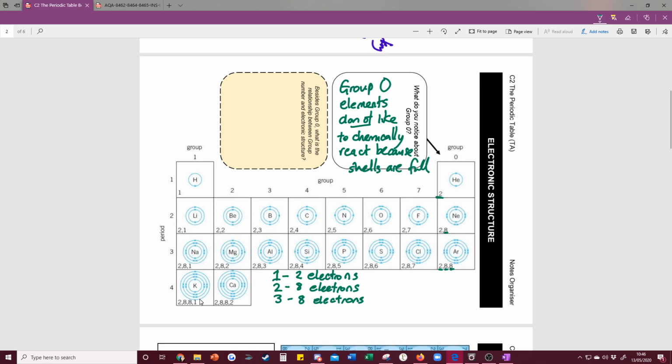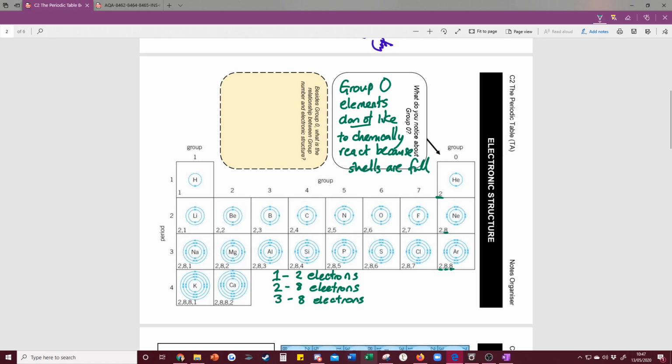So, group 1 elements are very reactive. They like to lose that one electron and give it to another chemical somewhere else to form a chemical reaction because it wants to stabilize a bit more. It wants to have its full, nice shells rather than having a spare electron.